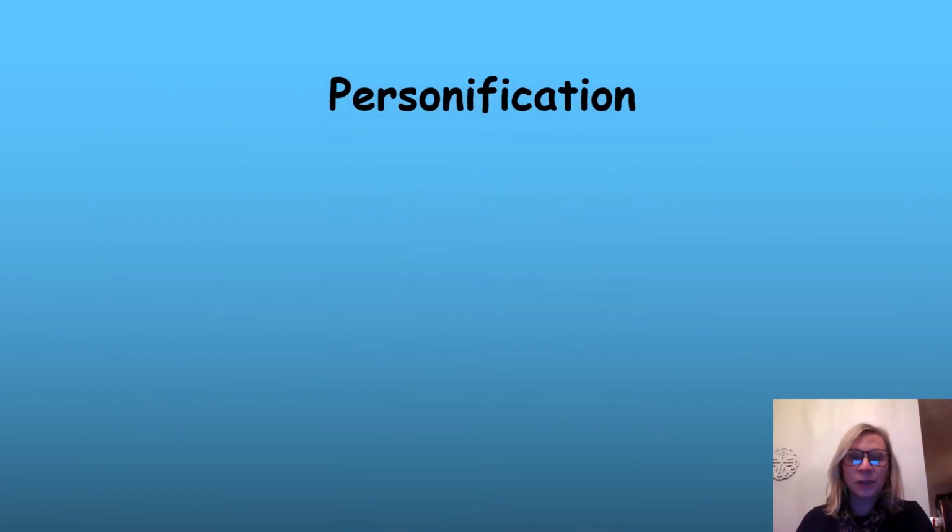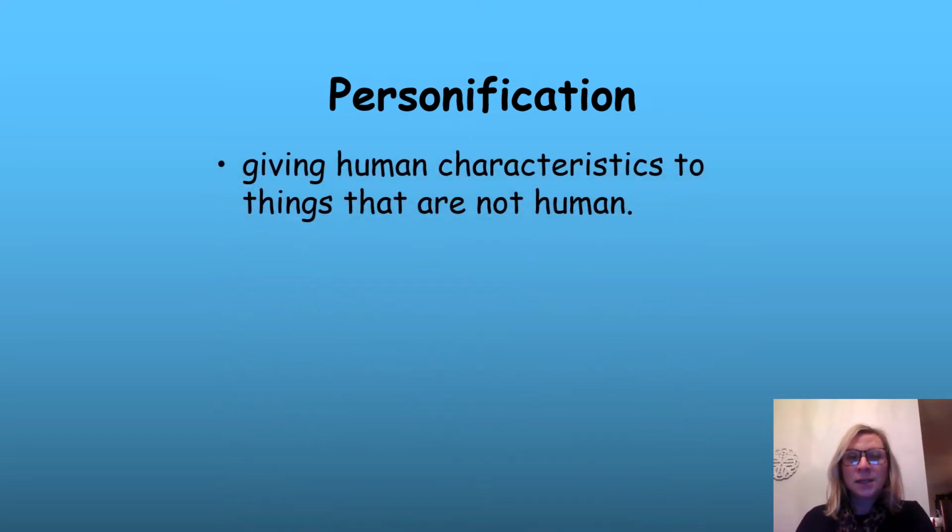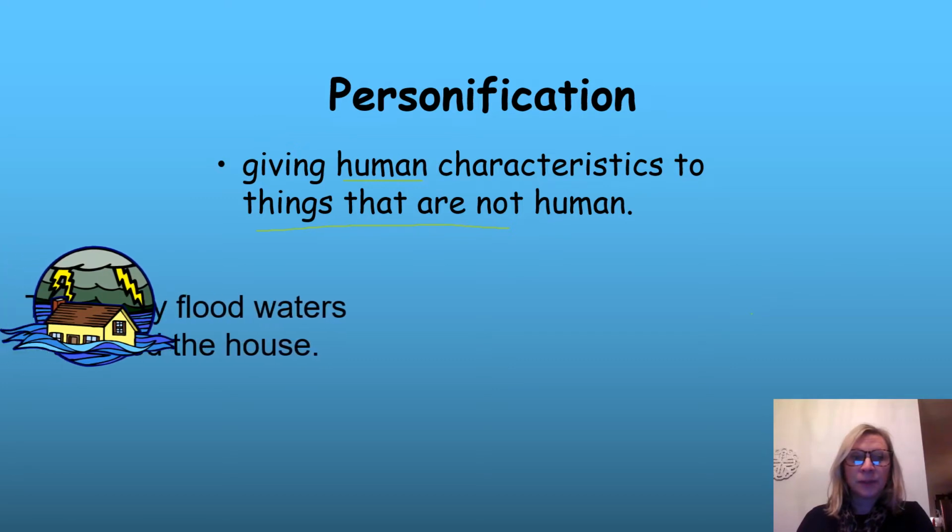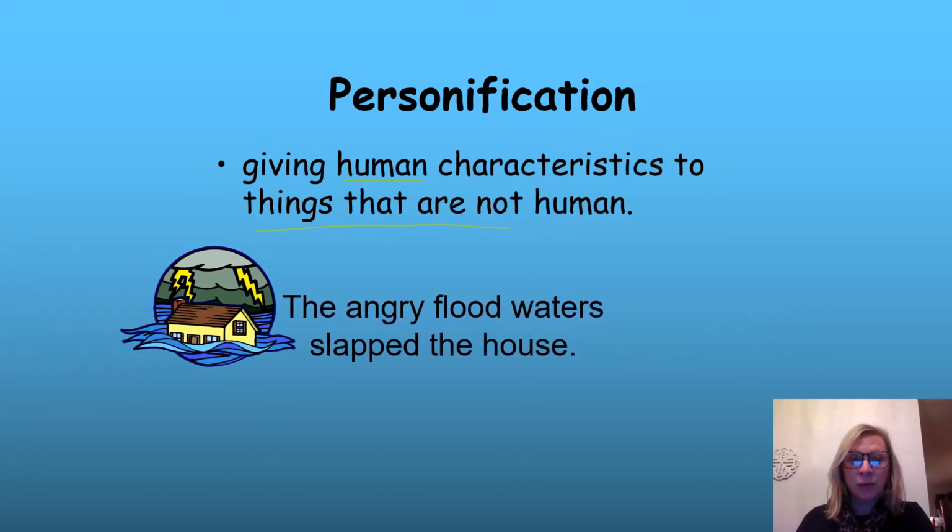So what is personification anyway? What it does is it gives human characteristics to things that aren't human. So let's take a look at this example. The angry floodwaters slapped the house. Can floodwaters really be angry? That's a human characteristic. Water can't really be angry. Same thing with slapped the house. Water can't really slap it. That's a human activity. So these two are examples of how you can use personification, and it makes your writing and the reading more interesting.